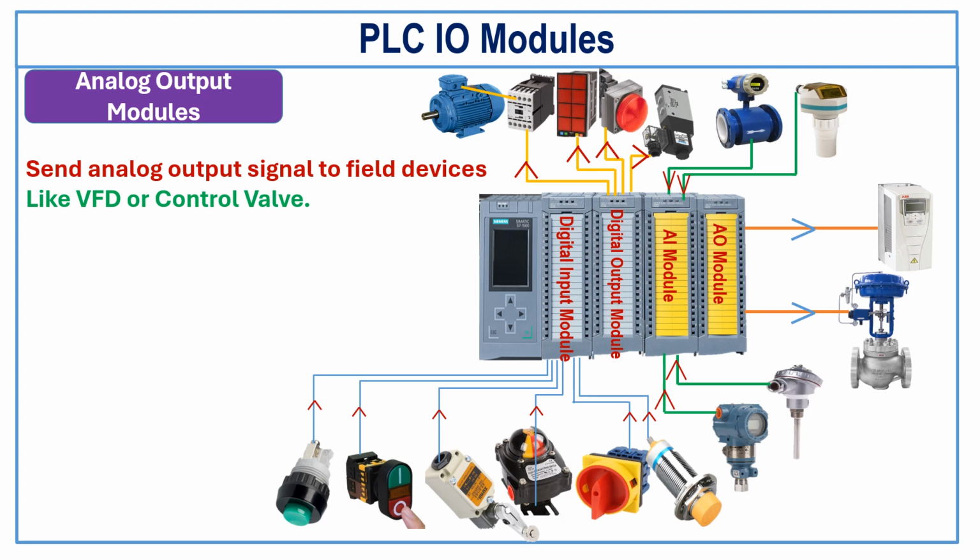If the output of an analog output module is 4 mA, then the valve will be in fully closed condition. And if the analog output is 20 mA, then the valve will be in 100% open condition. The valve's opening can be controlled anywhere between 0 to 100% by giving the appropriate analog output signal from the analog output module.